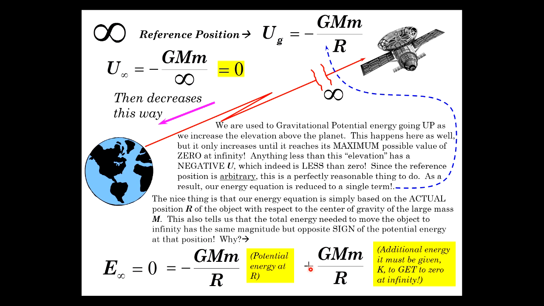So this term must be the kinetic. This is the amount of kinetic energy an object must be given so that it escapes from whatever position it happens to find itself in. It ends up getting out to infinity with 0 speed. That is the condition for escape velocity, which we'll now take a brief look at.